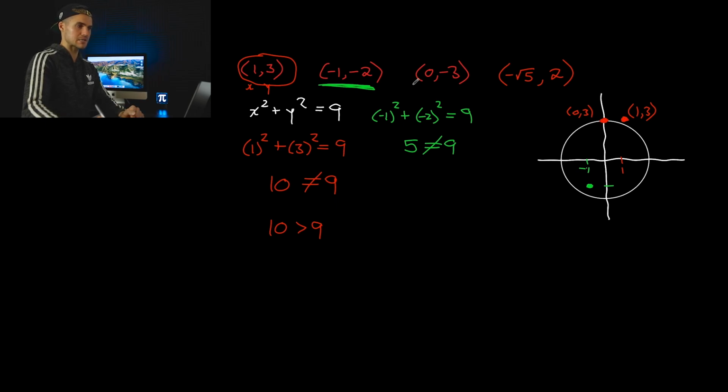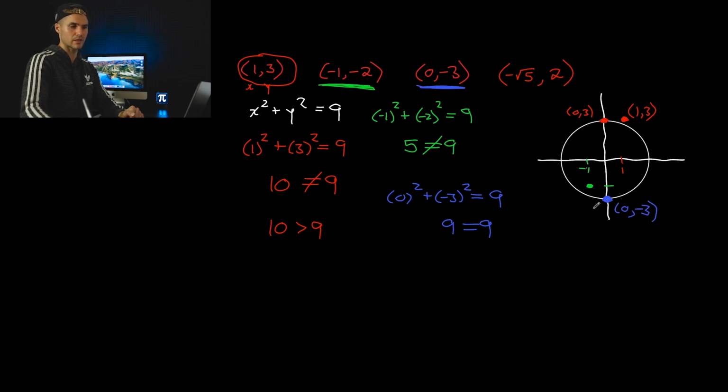So we got 0 and -3. Well, 0 squared plus -3 squared, is that going to equal 9? 0 plus 9, yes, they do equal. So 0, -3, and that's actually the y-intercept down here. So that one was pretty easy. You could just kind of look at it and see, because you know the x and the y-intercepts is going to be the radius pretty much, right?